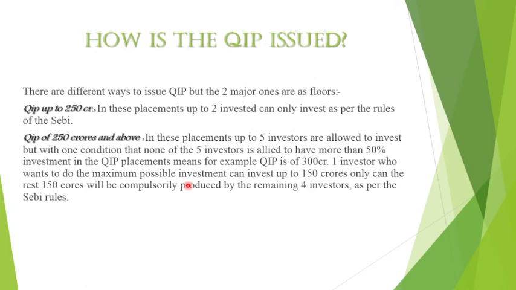The promoters are not permitted to invest in the QIP. In addition, regardless of the amount of the QIP, 10% of the investment must come from mutual funds or directly from the assets of such investments. So this is how QIP is issued.